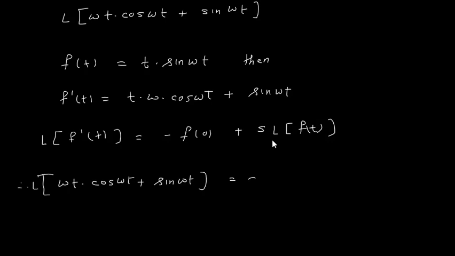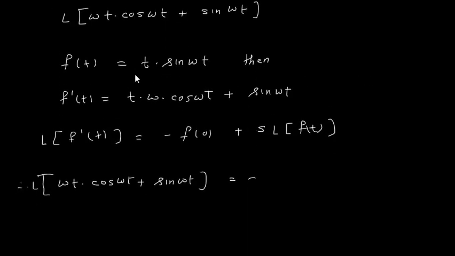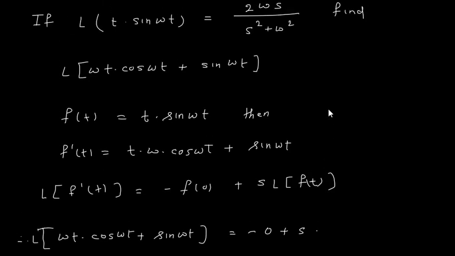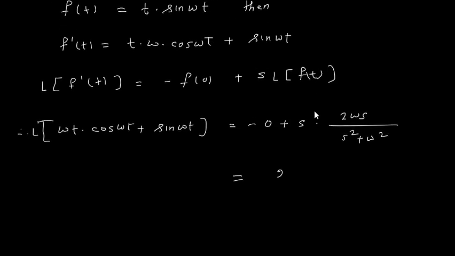will be equal to minus f of 0. f of t is t into sin omega t, so when I take f of 0, I put 0. So here it will be minus 0 plus s into Laplace of f of t. Laplace of f of t is given as 2 omega s upon s square plus omega square. So here we will get 2 omega s square divided by s square plus omega square, and this is your answer.